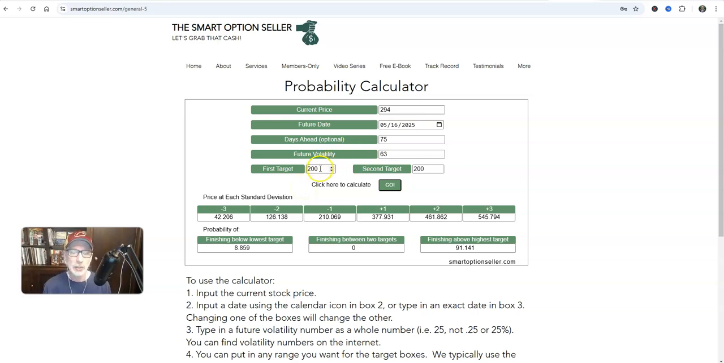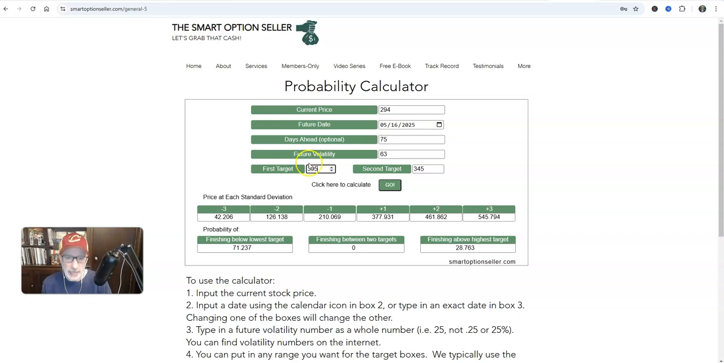Now on the upside, we were looking at the 345 strike, and we put that in both boxes, and you click on go. So in this case right here, finishing above the highest level. So if you just want to collect the income, you don't want Tesla to move up above $345. In this case, there's almost a 29% chance of that happening. That could happen. So if you want less of a chance, go up even higher.